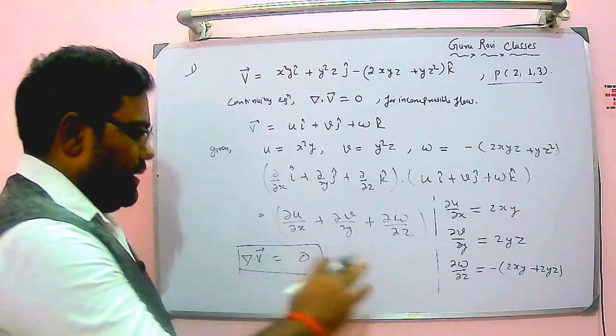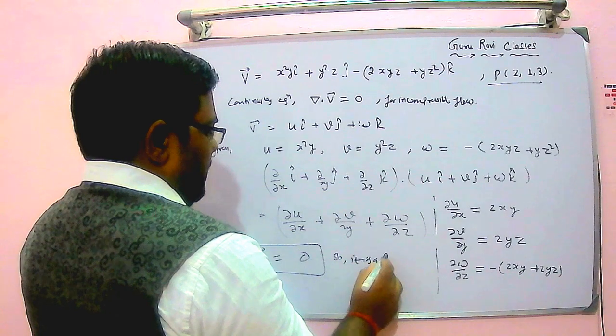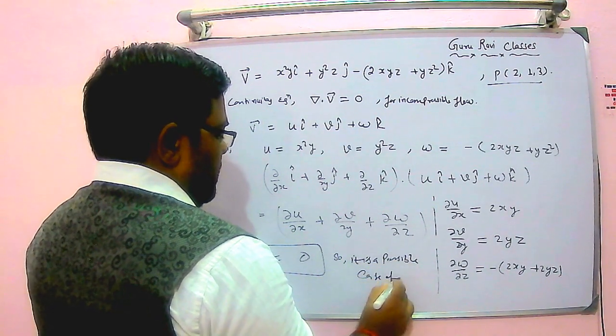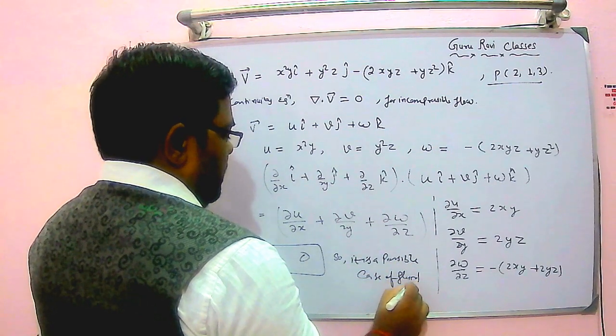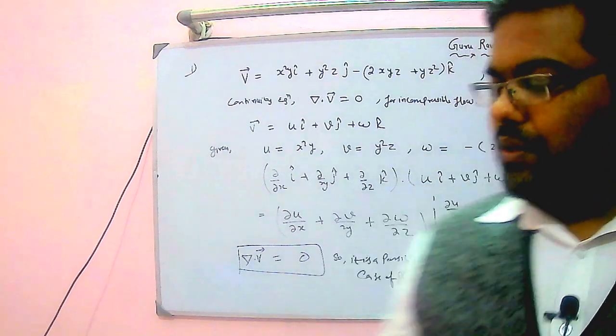So one thing is over. So it is a possible case of fluid flow. Clear? This is over. One part is over.